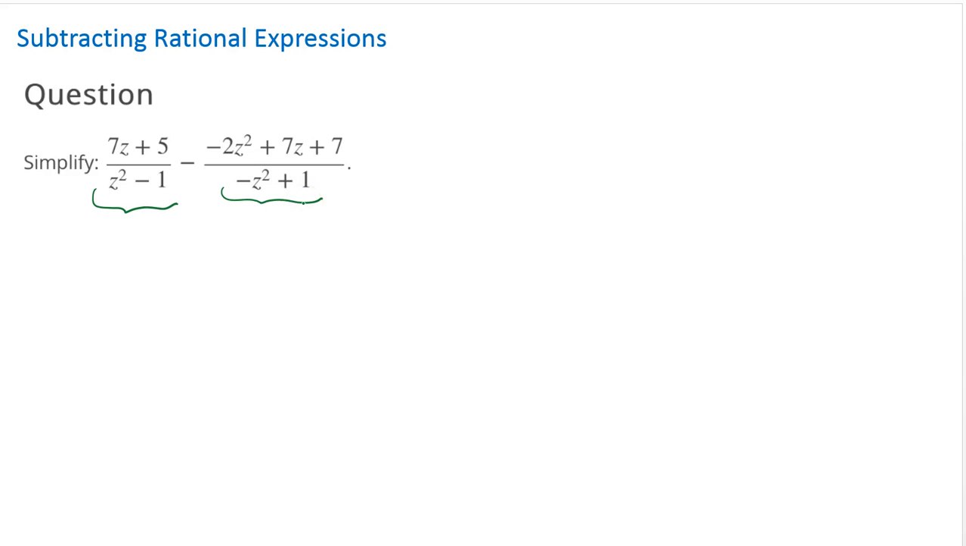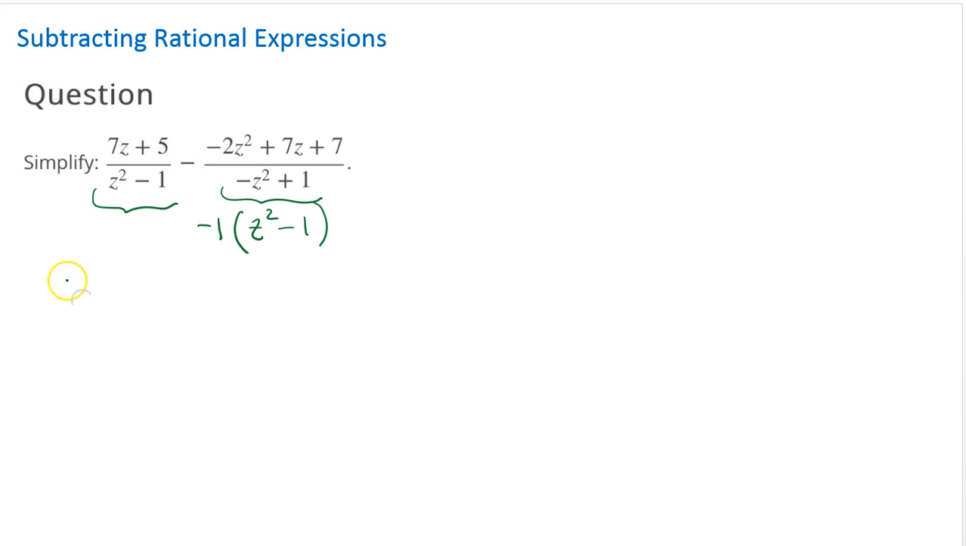And if ever that is the case, you can easily turn this denominator into this denominator by factoring out a negative 1. So notice if I do that, negative 1 comes out. That's going to make this negative z squared a positive z squared. It's going to make this plus 1 a minus 1. And notice they match. Now what do I do with that negative? Well, you can move it in front, which is going to make this negative, which is a subtraction here, turn into an addition.